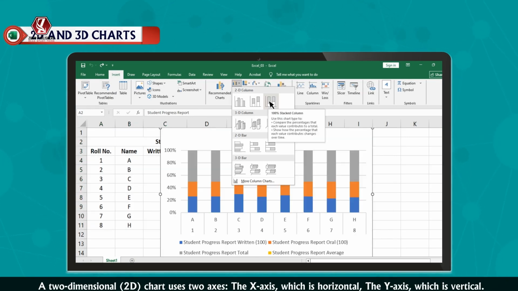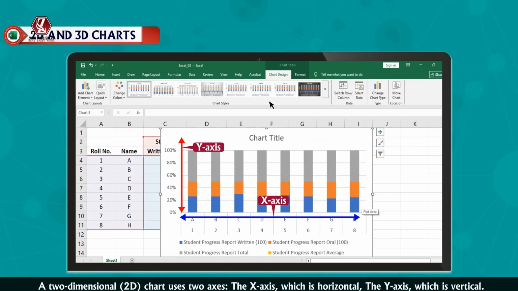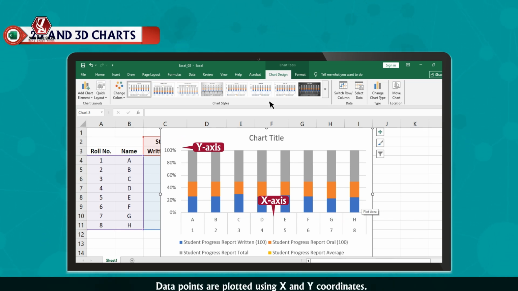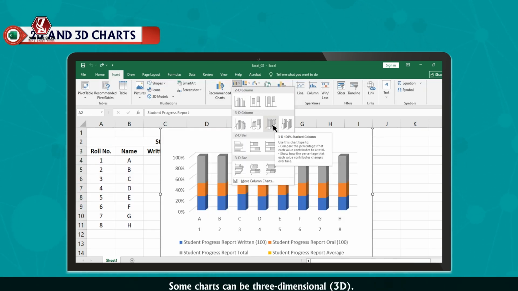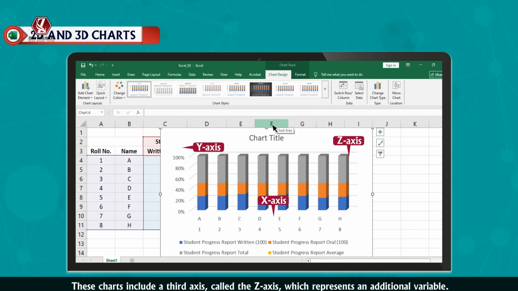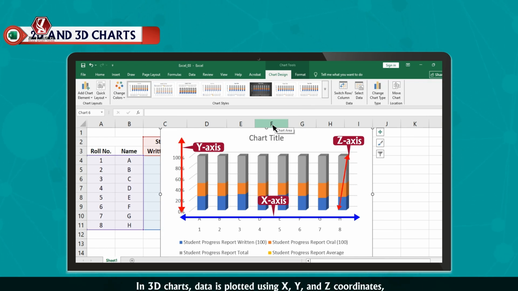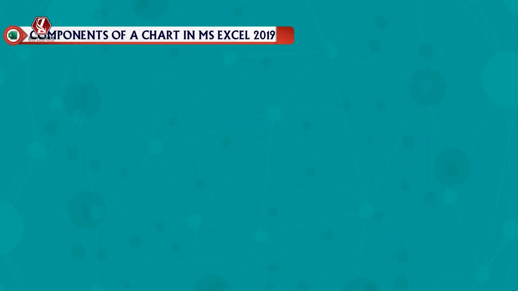2D and 3D charts. A 2D chart uses two axes, the x-axis, which is horizontal, and the y-axis, which is vertical. Data points are plotted using x and y coordinates. Some charts can be three-dimensional. These charts include a third axis called the z-axis, which represents an additional variable. In 3D charts, data is plotted using x, y, and z coordinates, allowing for a more detailed and complex visualization of information.